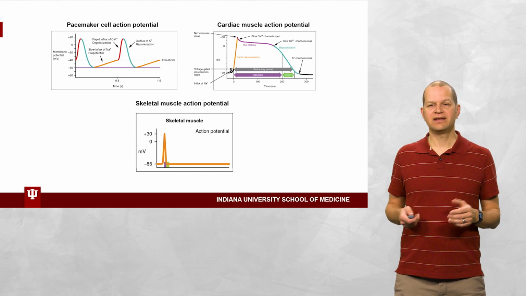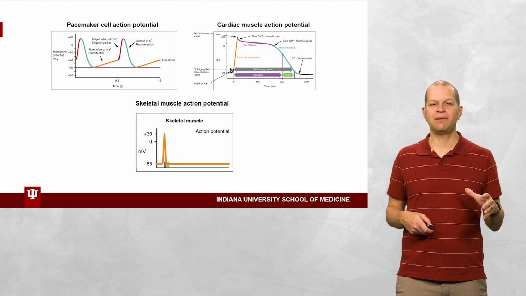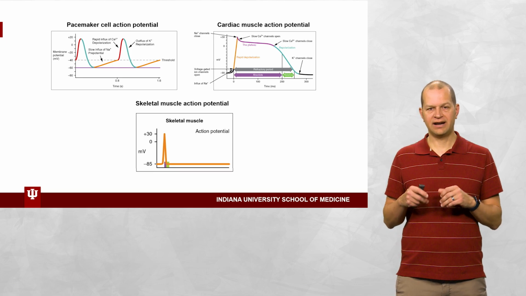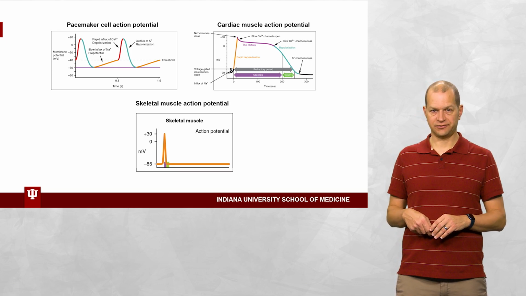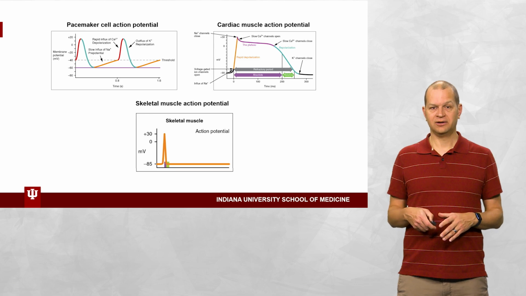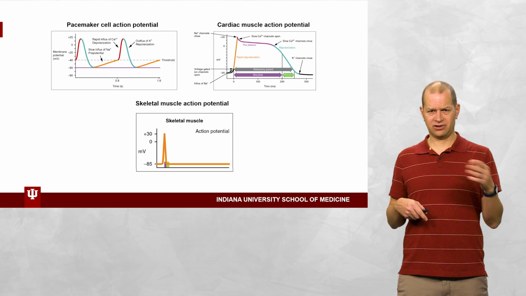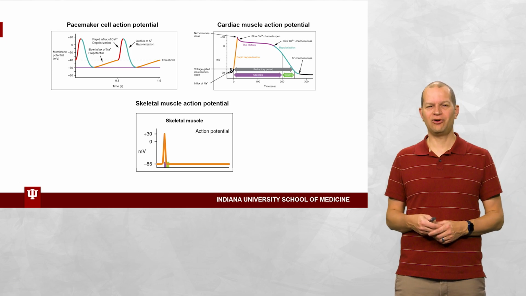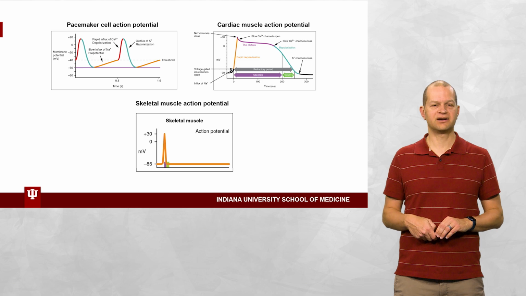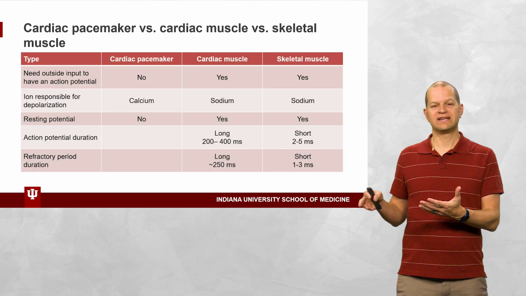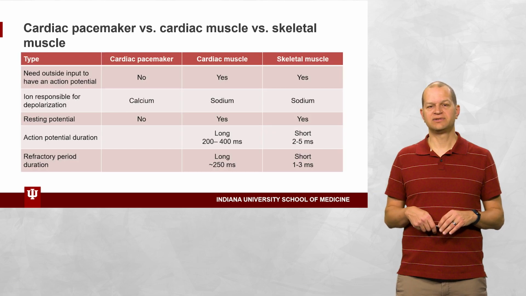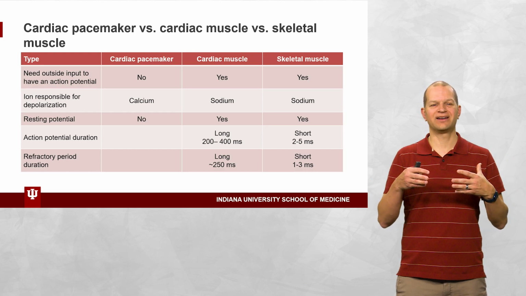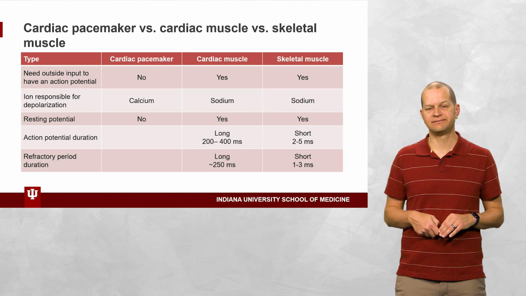So take a minute, look at these three figures. On the top left, we have a cardiac pacemaker cell. On the top right, we have a cardiac muscle cell. And on the bottom, we have a skeletal muscle cell action potential. They are all very different. Okay, and so just look at what's similar and what's different. Kind of the main things that are similar: they both depolarize, they both repolarize, but other than that, there's a lot of things that are different. And we can summarize it with this table here. So take a moment to look at this table, look at the ions responsible, how long it lasts, whether or not they've got a resting membrane potential, things like that.